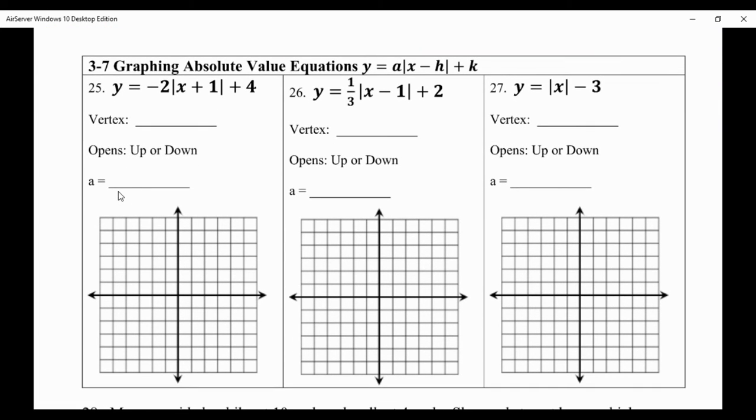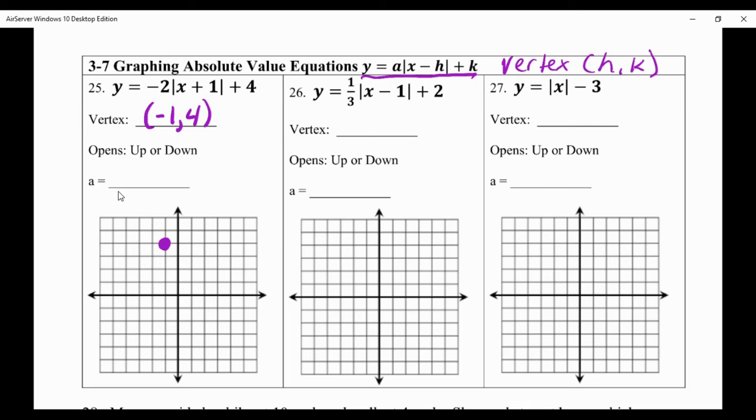The next section we learned was graphing absolute value functions. The form is y equals a times the absolute value of x minus h plus k. Our first step is to find the vertex, which is at the point (h, k). So the vertex for number 1 is going to be -1, 4, because we're adding inside the absolute value. It's always opposite sign inside, same sign outside. And let's go ahead and graph that point right now. -1, 4. So find where x equals -1 and where y equals 4.